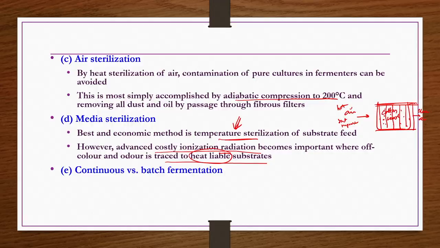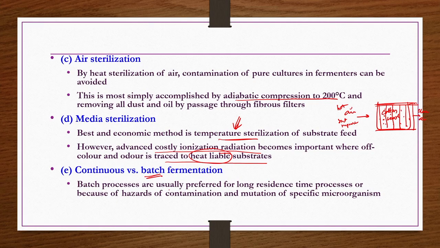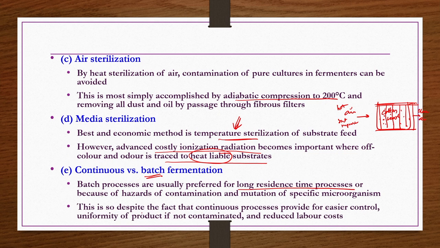Continuous versus batch fermentation. Though the continuous process provides uniformity of the product, proper mixing, and better yields, etc., batch fermentation processes are preferred because of the high residence time or high process time of fermentation processes. Batch processes are usually preferred for long residence time processes or because of the hazards of contamination and mutation of specific microorganisms. This is so despite the fact that continuous processes provide easier control, uniformity of product, and reduced labor cost. Despite these advantages of the continuous process, because of this long residence time requirement, batch fermentation processes are preferred in general in fermentation industries.